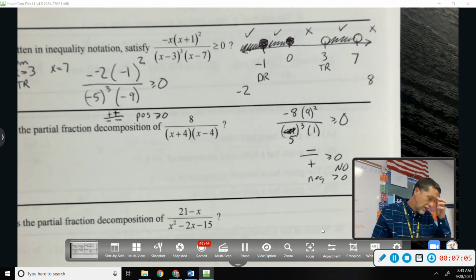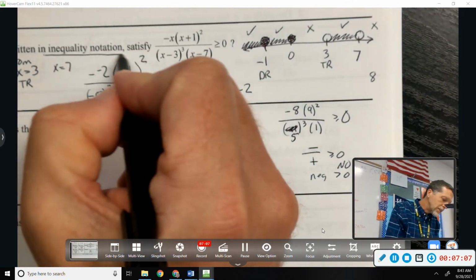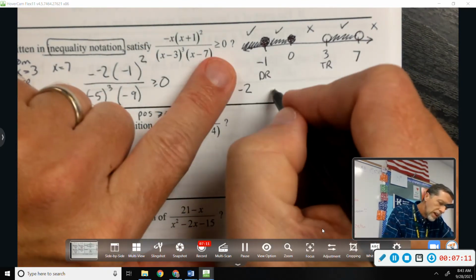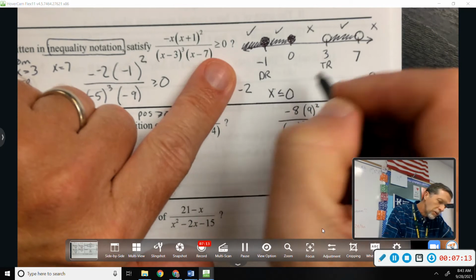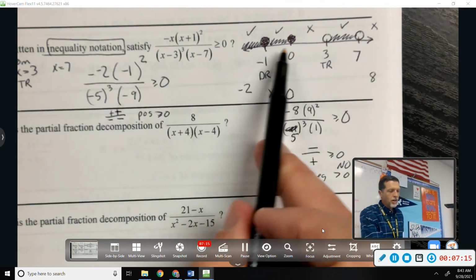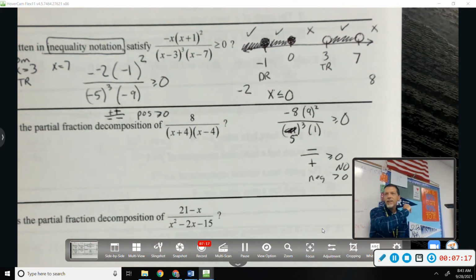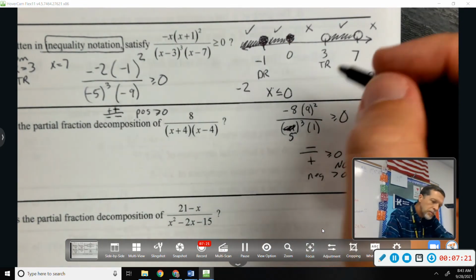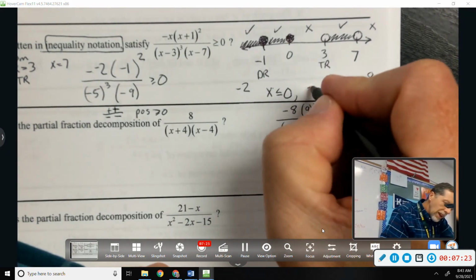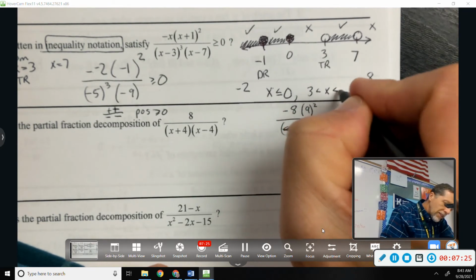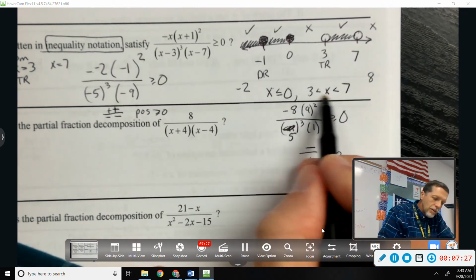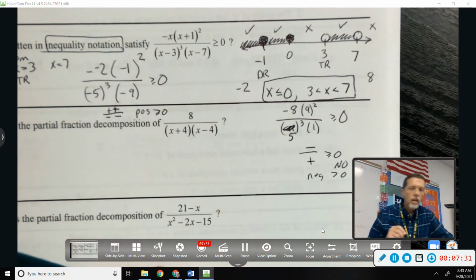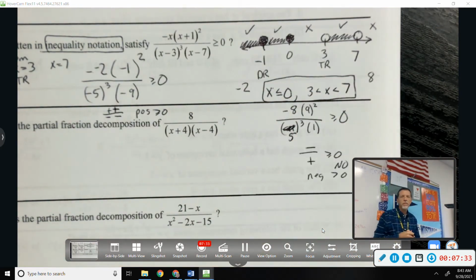Now we need to write an inequality notation. So that would be X is less than or equal to 0. I don't have to worry about the -1 because we just cruised right past it, right? So we don't have to worry about it. X is less than 0. And 3 is less than X is less than 7 without the equal signs because of the open circles.